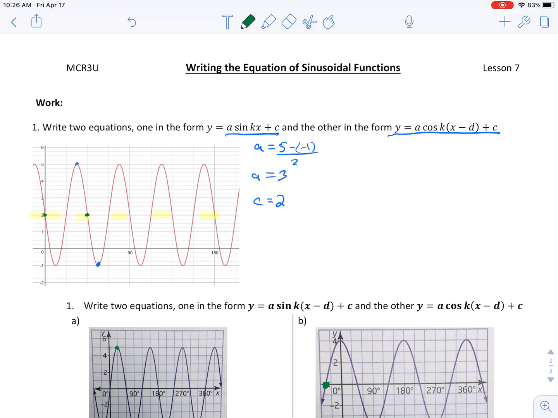And period, let me just switch here. So if I was to go all the way from here to here, and I'll highlight that, if I go along, so that's my period. So that's going to take me to here, which looks like half of 90, so that's 45 degrees. My period is 45 degrees. So therefore my K, being 360 over my period, is going to be 8, if you punch that in. So my K is 8.